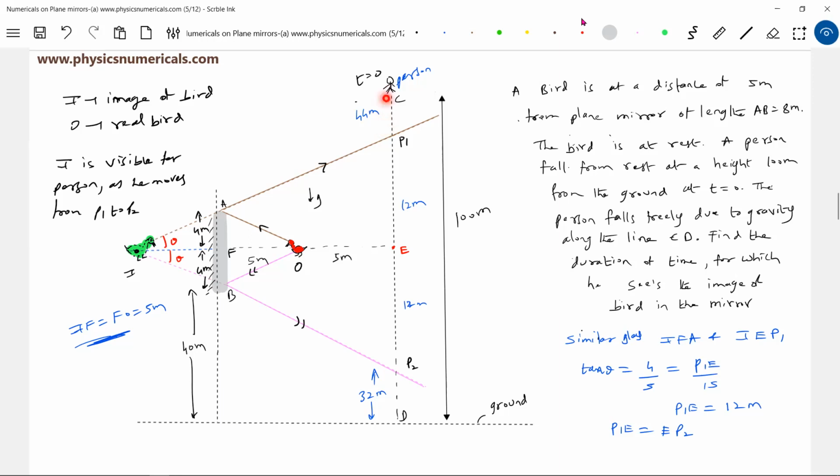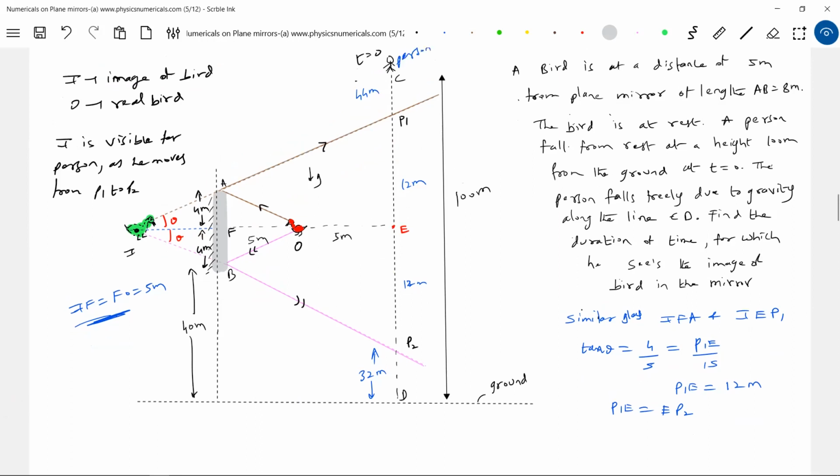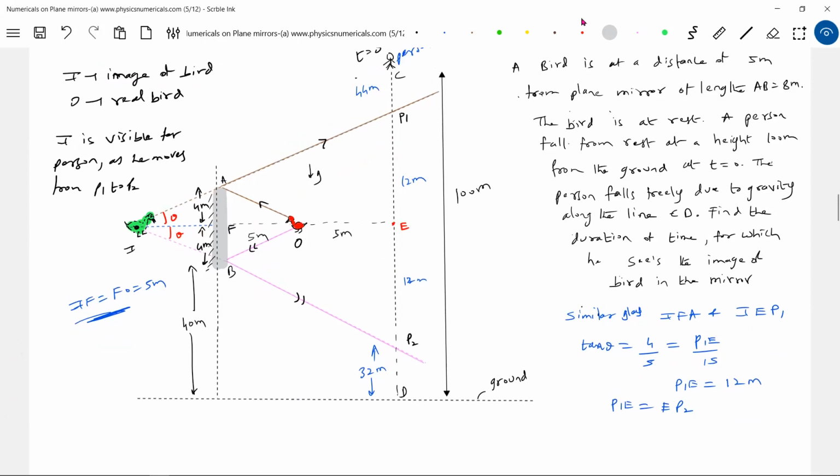So what will happen to the person for the first 44 meter? As he covers a distance of 44 meter, he will not see anything. He will not see the image of the bird. Then it will take some time to cover this distance. As it falls freely, we can write 44 should be equal to g t_C P1 squared by 2.